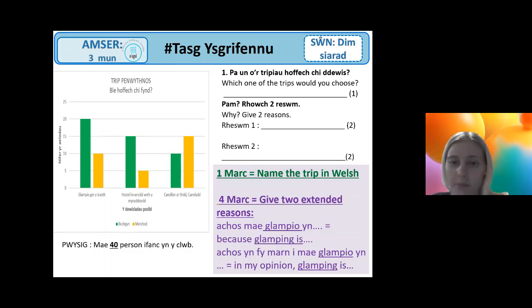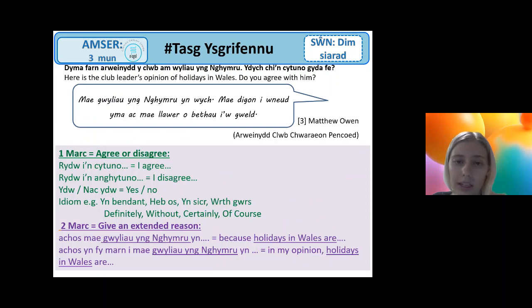Okay, so if we go to the next task, after that, they've given you a statement and you need to agree or disagree with the statement, okay? So the statement says, "Mae gwyliau yn Nghymru yn wych." So holidays in Wales are great. "Mae digon i wneud yma." There's lots to do here, "ac mae llawer o bethau i weld." And there's lots of things to see.